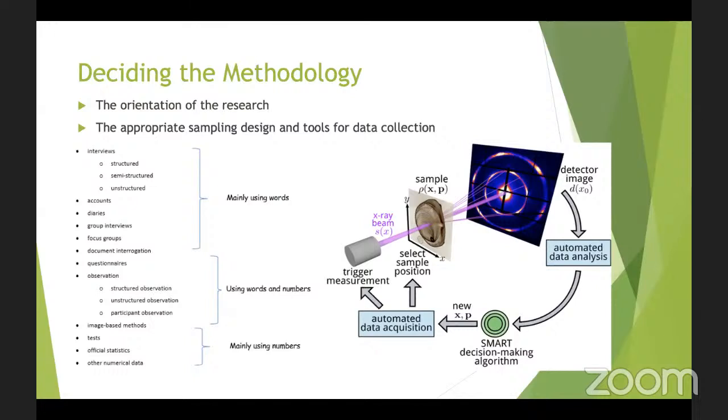Now, in mixed research, you will have questionnaires, observations. So observation could be structured, unstructured. Then participant observations, what the participants observed. So that can be there. Then the third one is... and so this will be under mixed research, while in quantitative research it will be tests, official statistics, or other numerical data, and then image-based methods, and so on. So that will be classified under quantitative research.